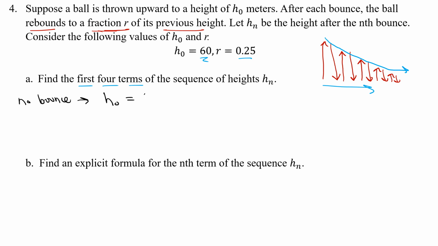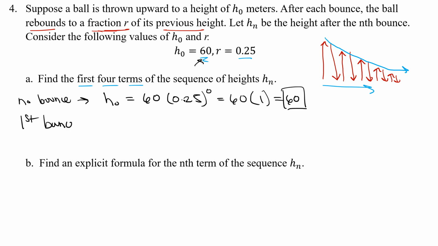Well, we know that we're throwing it upwards of 60 meters, and then it would rebound at a quarter of its height. But remember, we're not bouncing it at all, so here we just raise it to the 0 power. Then we would simply get 60 times anything raised to the 0 power, which is 1. And so that initial height would be 60. That makes sense, right? No bouncing at all.